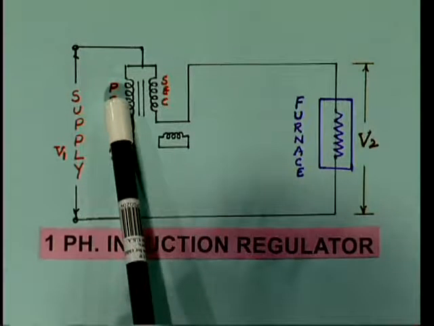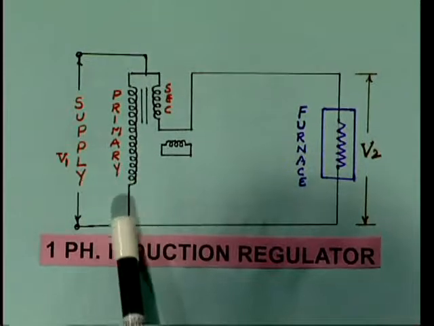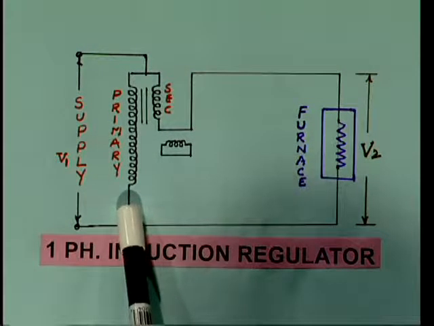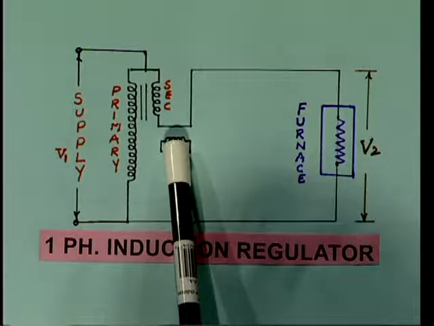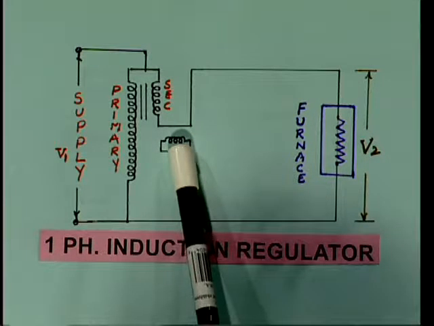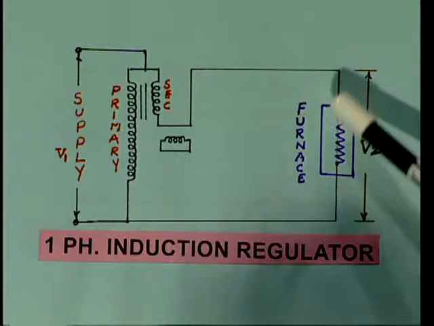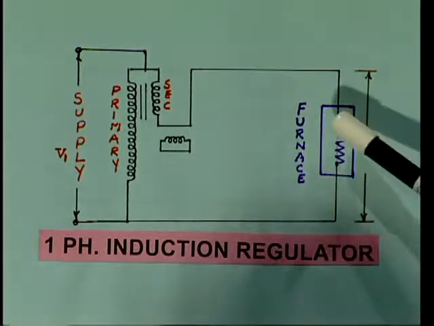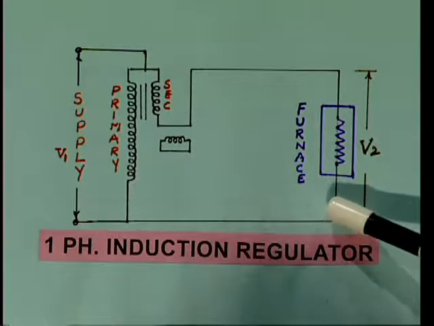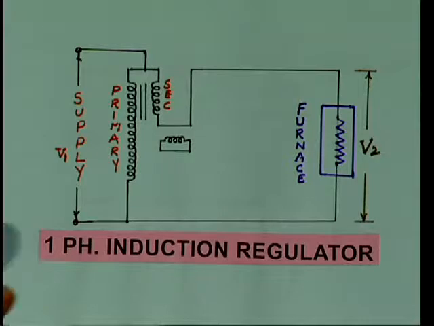So, now by changing the primary voltage, generally called the rotor voltage, the EMF in the secondary can be changed. By changing the secondary EMF, the furnace voltage can be controlled. So, by changing the furnace voltage, the temperature also can be changed. And the third method is series impedance control.